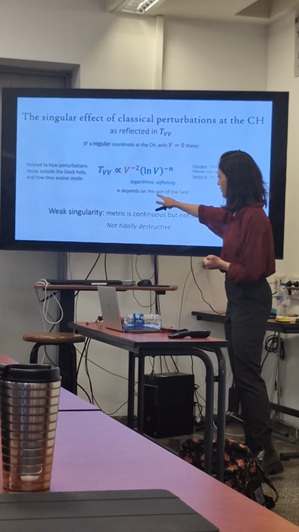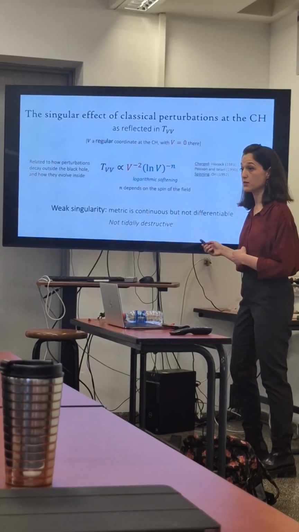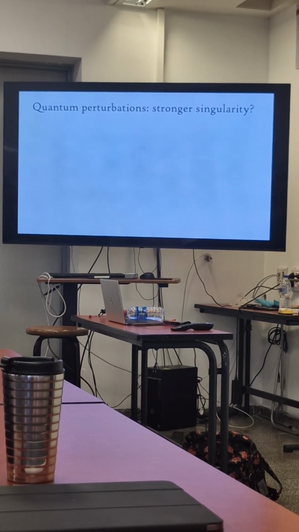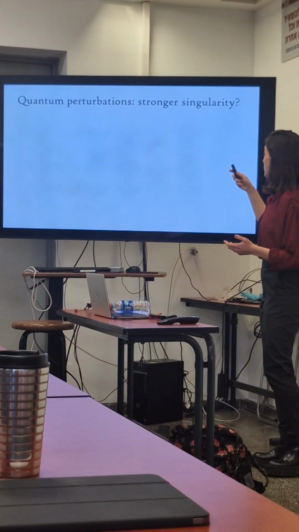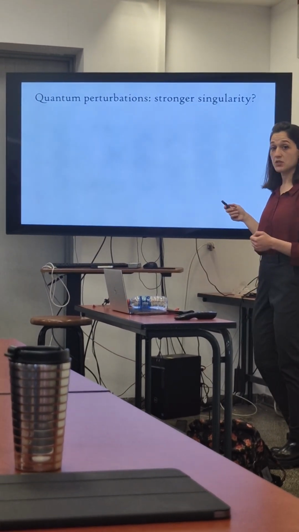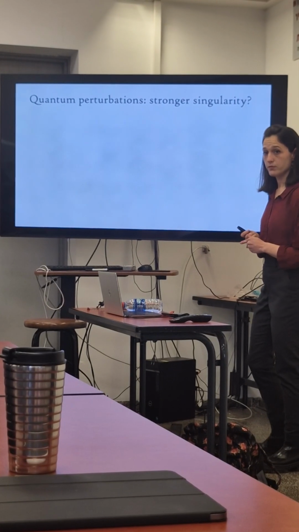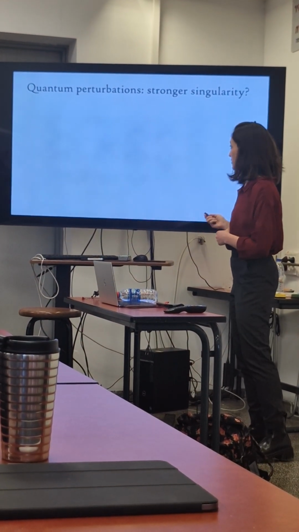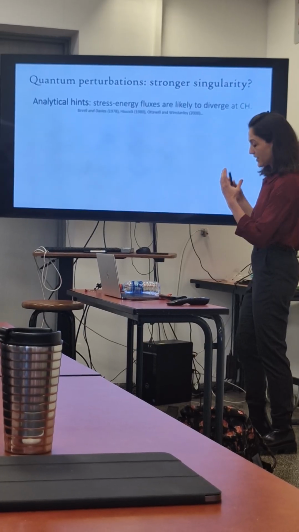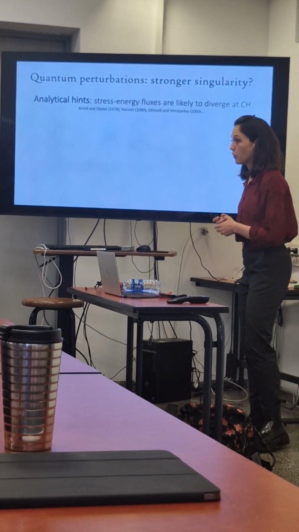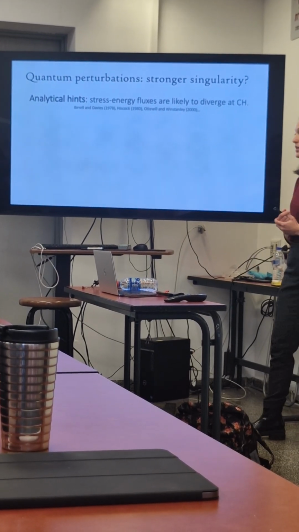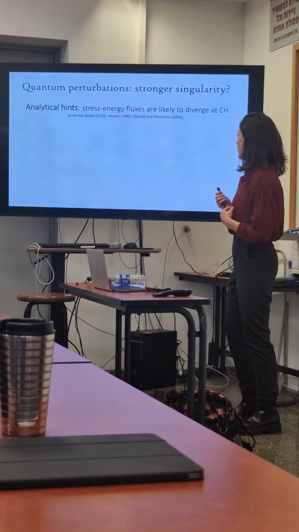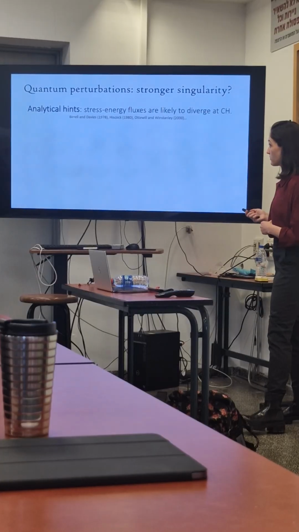It was shown for various fields, various spin values. Okay, so now this brings us to the question of my PhD: whether quantum perturbations introduce a stronger singularity that will in fact block the ability to pass the Cauchy horizon. There have been many analytical hints, a general expectation, that stress energy fluxes semi-classically are likely to diverge at the Cauchy horizon.